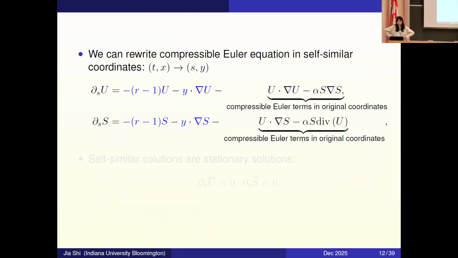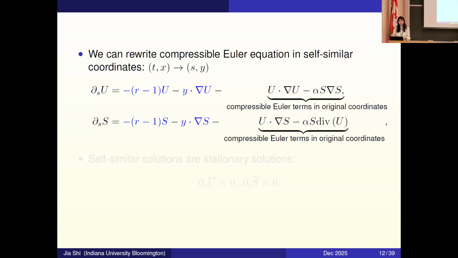So the way to find a self-similar solution is to do the rescaling along the coordinates. Now this is in new coordinates. We write it in what are called self-similar coordinates, s and y. This coordinate is chosen such that it's moving with the self-similar solution, in the sense that you can now treat the self-similar solution as a stationary solution in the new coordinates.